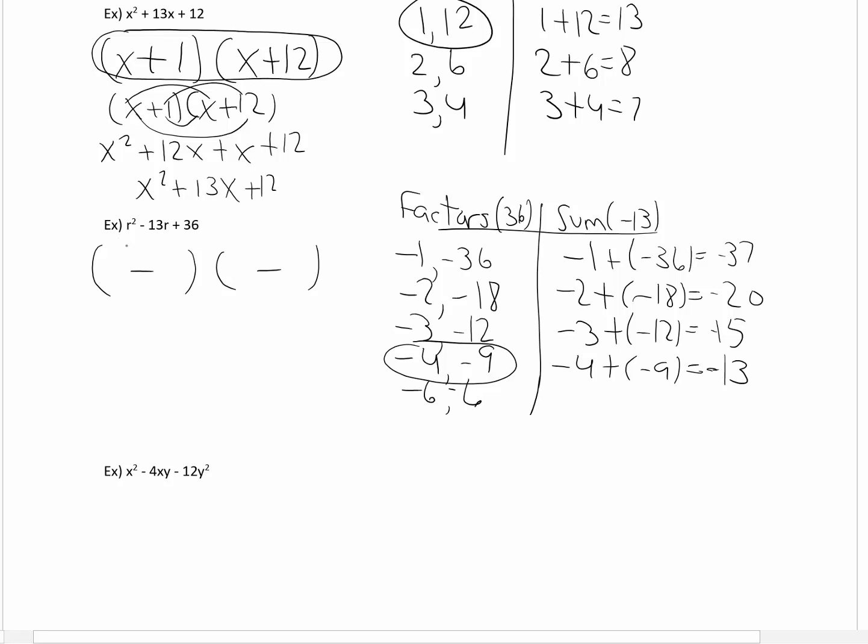So how do I break down r squared? That's r times r. One of the factors should be 4, and the other one should be 9. So again, we can multiply to check our answer.